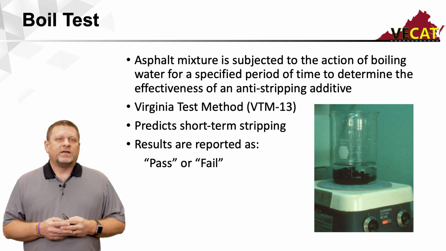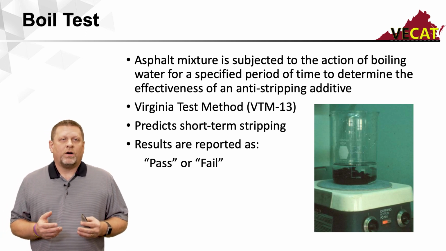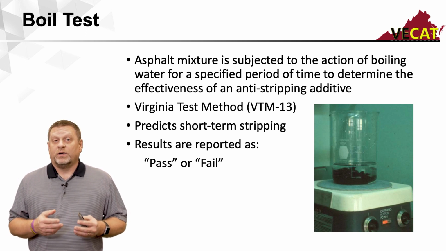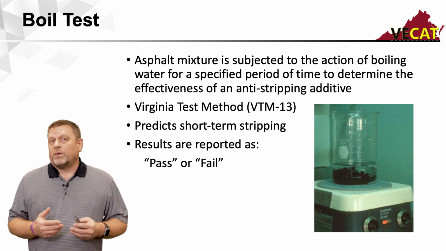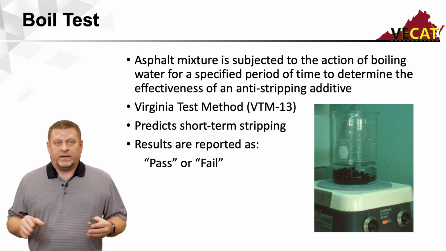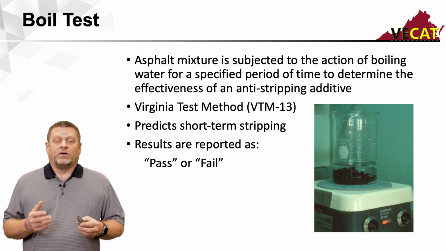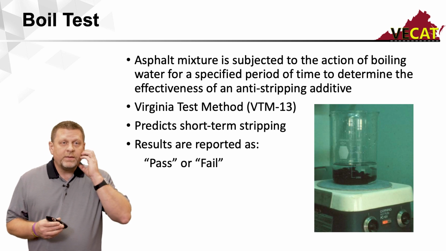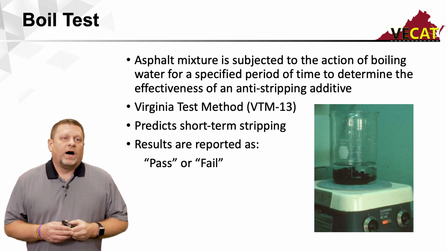To give you an idea of what the boil test is: asphalt mixture is subjected to the action of boiling water for a specified period of time to determine the effectiveness of the antistrip that is being used on the mix. Because remember, as I stated earlier, VDOT requires an antistrip on all mixes. This test procedure is Virginia Test Method 13, so you can find it in your Virginia Test Methods. And basically, it predicts short-term stripping.